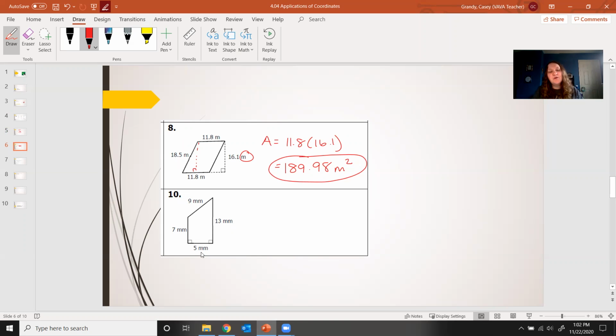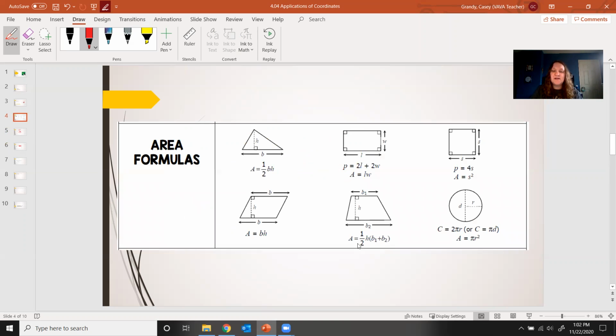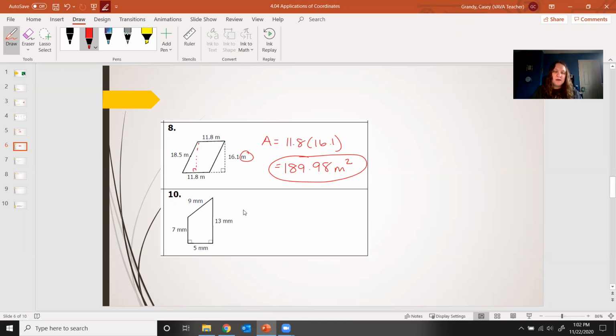The next example, this is no longer a parallelogram, but this is a trapezoid. So we'll look at our formula sheet. The area of a trapezoid is 1/2 times the height times the sum of the bases. So I will add the bases together. Area equals 1/2 times the height times base 1 plus base 2. Our height in this case is 5. And I'll add the bases together, and you can put this all in your calculator. 5 times 20 is 100. Half of 100 is 50. Our units are millimeters squared.